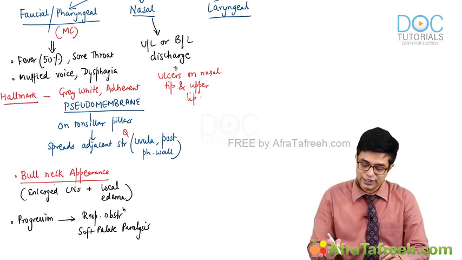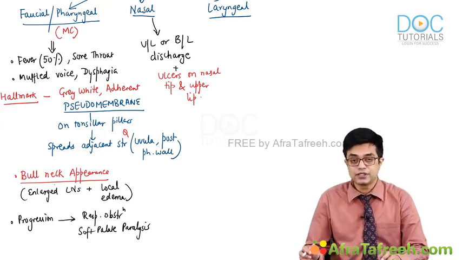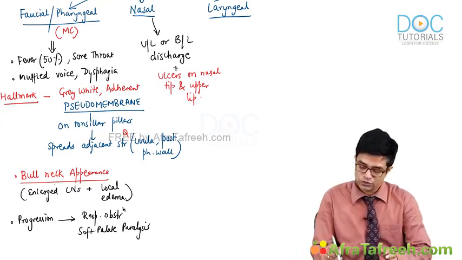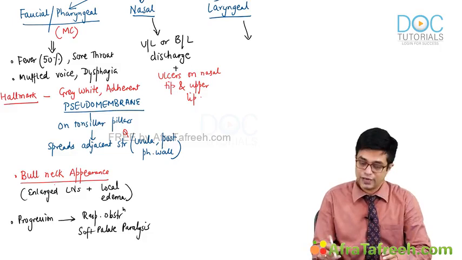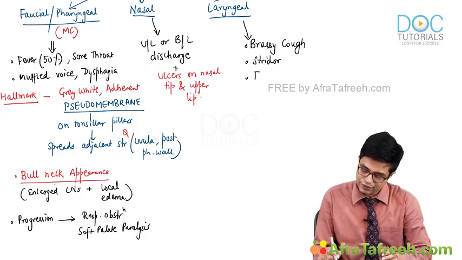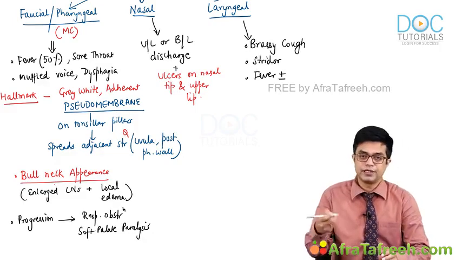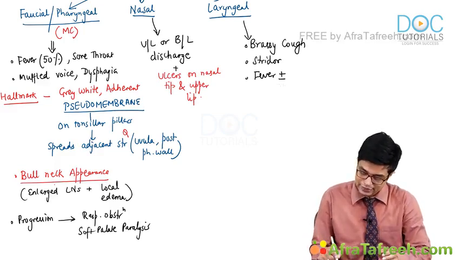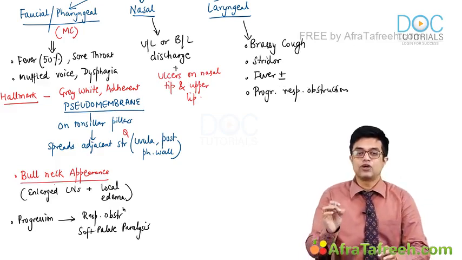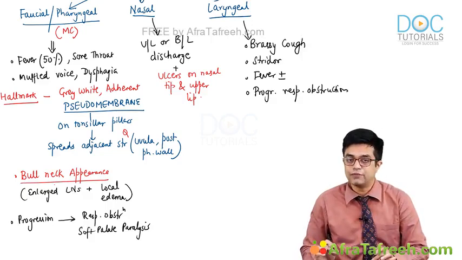Third is laryngeal diphtheria, which is relatively rare but can be dangerous because membrane formation, edema, inflammation, and infection can be localized to the larynx. So, children with laryngeal diphtheria will have prominent brassy cough, they will have stridor, fever may or may not be present, and they will develop progressive respiratory obstruction. So, these are the 3 common types of diphtheria which have been described.